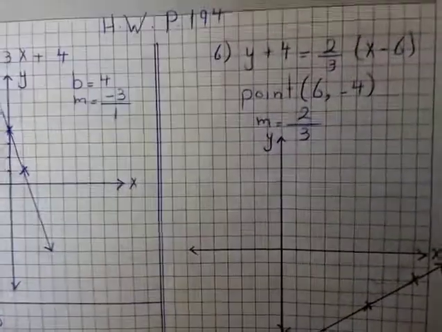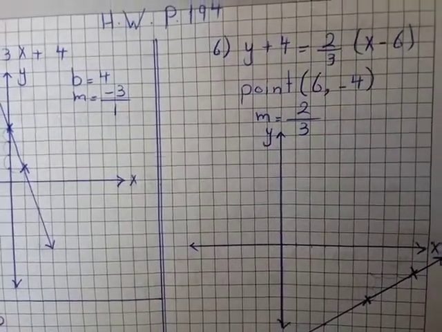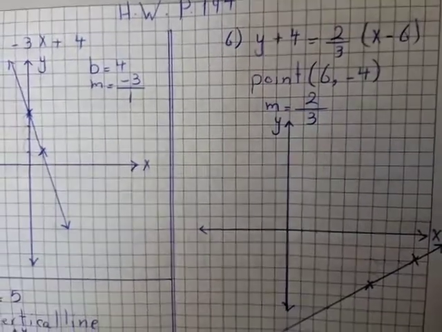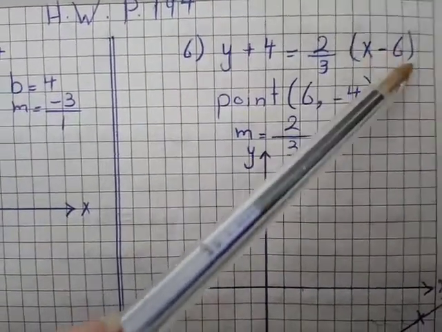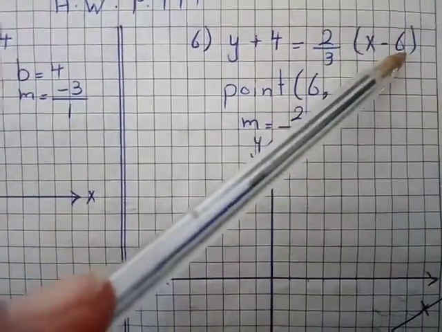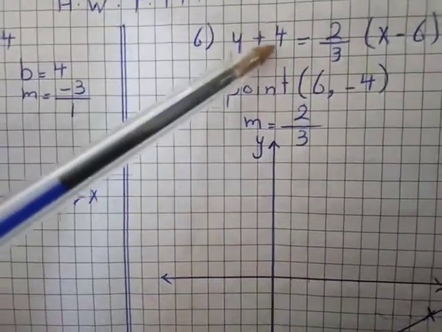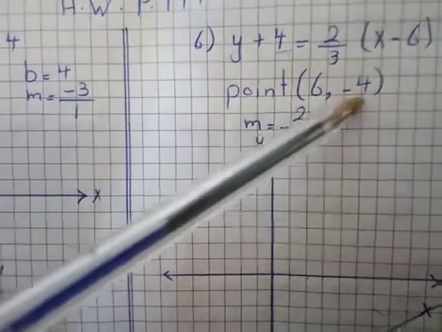Okay, number 6. The equation is y plus 4 equal 2/3 open the parenthesis x minus 6. In which form? Excellent, in point-slope form. What is the point here? This is x minus x1, so this is the x1. So the x here is 6, and minus y1, so the y is negative 4.